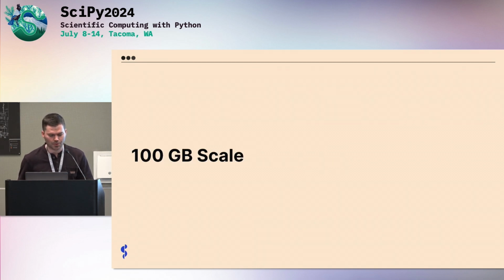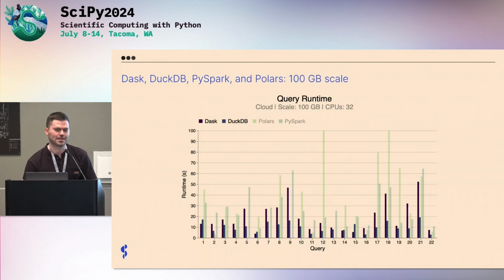So let's look at the 100 gigabyte scale. Apologies in advance, this is not a great plot. It's really busy. If you're colorblind, I'm so sorry. The different colors are at least in order. What you're seeing here on the x-axis is that this TPC-H benchmark suite is composed of 22 different queries. That's each individual query on the x-axis. The y-axis has the runtime for each query, and then obviously the different query engines we're using here.